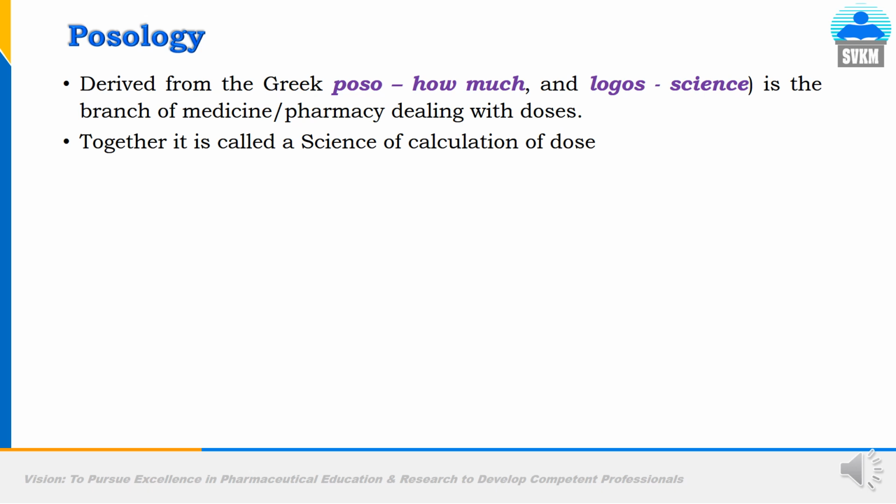Before moving forward, we should know the definitions of posology. Posology is derived from a Greek word. Generally, it is two Greek words. One is posos, second is logos. Posos means how much and logos means science. We can say that it is the branch of medicine or pharmacy dealing with the doses. Together, it is called a science of calculation of doses.